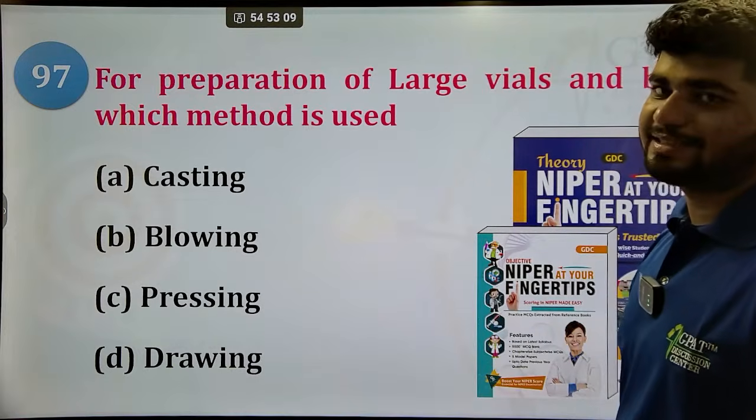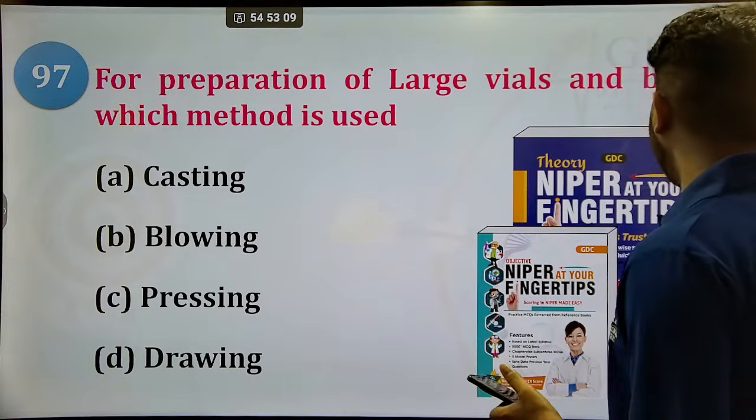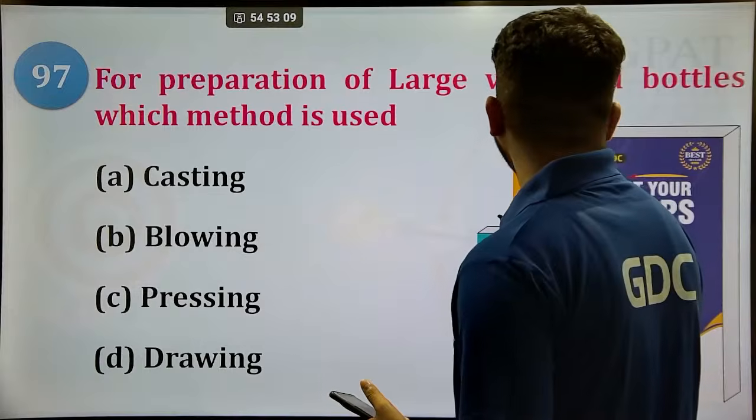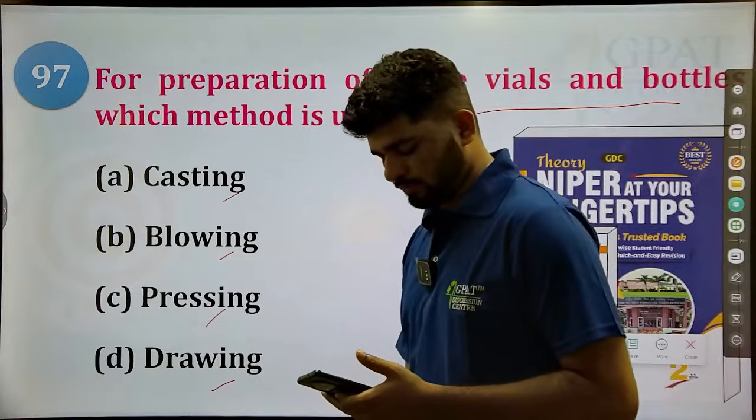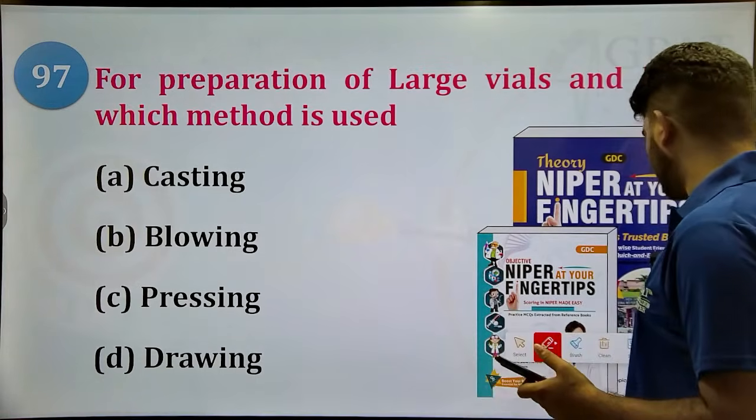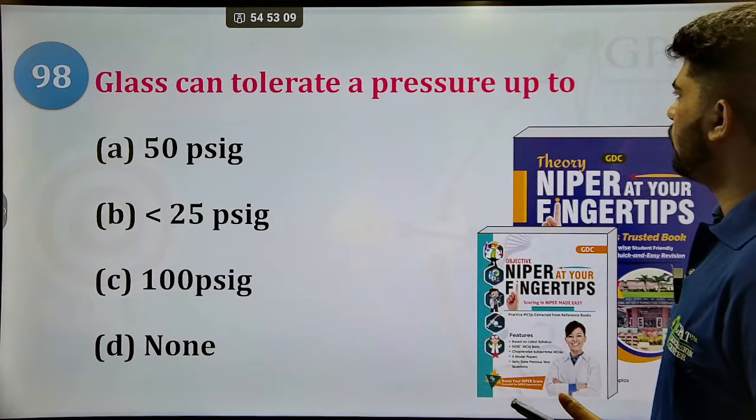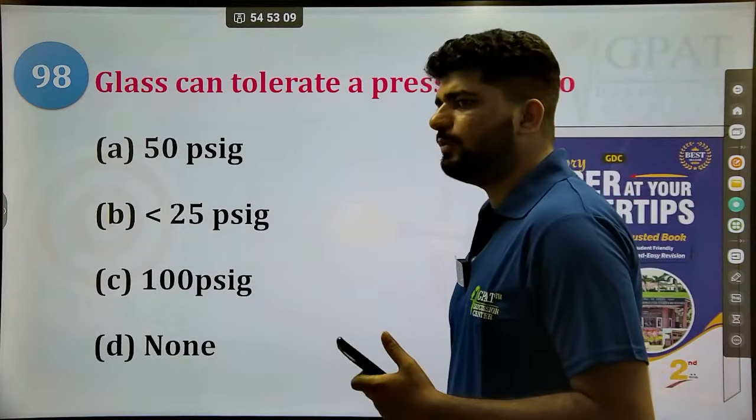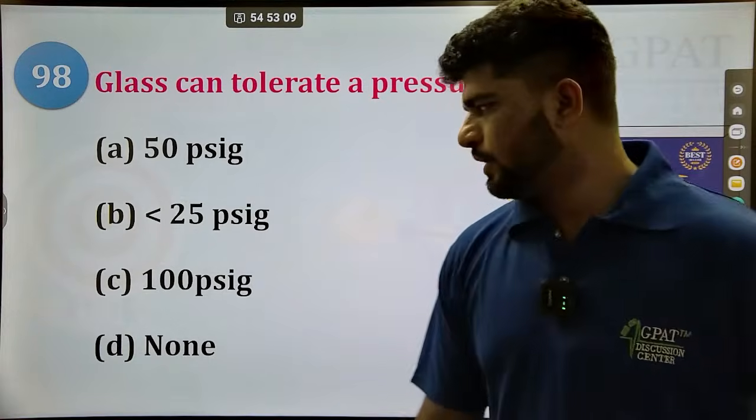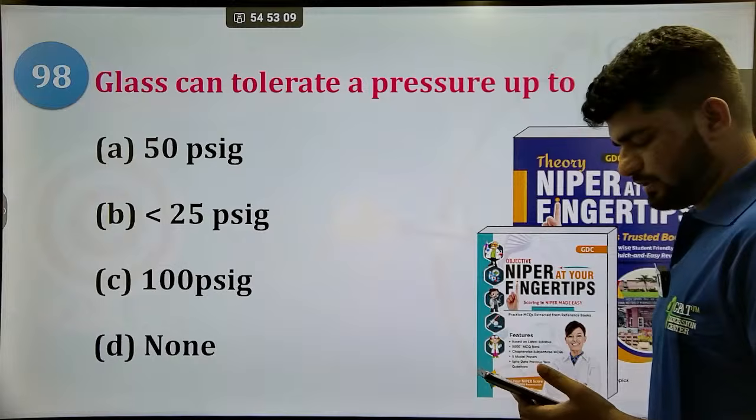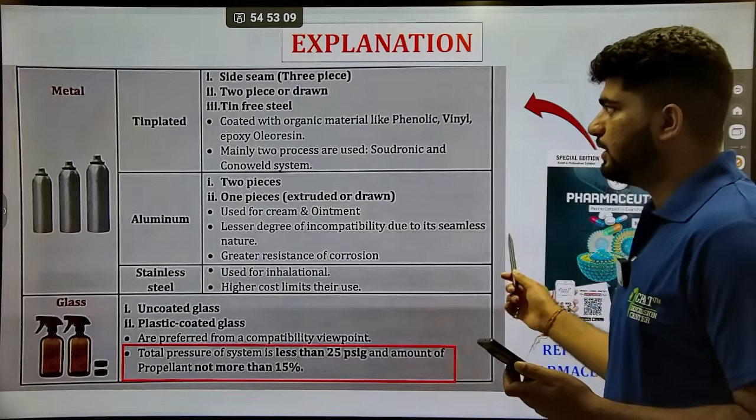Limulus amoebocyte lysate test. For preparation of large vials and bottles, which method is used? Casting, blowing, pressing, or drawing? Yeah, that is your casting over here. Okay. Glass can tolerate pressure up to 50 psig, less than 25 psig, 100 psig, or none? Glass. Less than 25 psig. Okay.